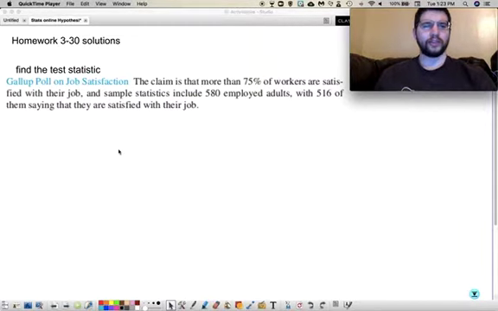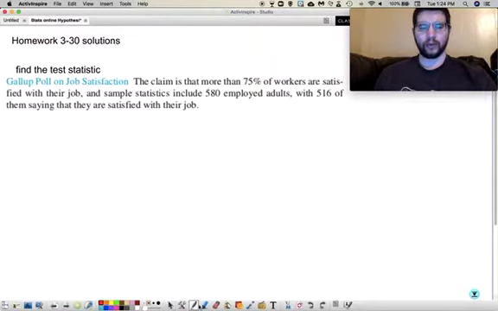So today we're going to look at the homework solutions for yesterday's homework, 330. It tells us to find the test statistic. It's a Gallup poll on job satisfaction. The claim is that more than 75% of workers are satisfied with their job. And sample statistics include 580 employed adults, with 516 of them saying they're satisfied with their job.